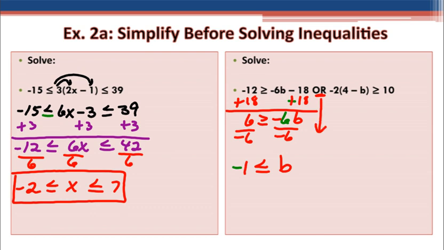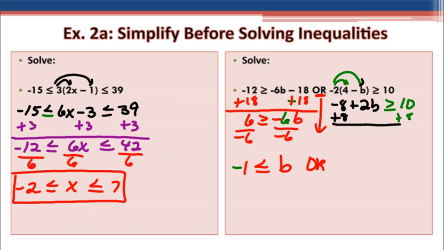Then bring down our keyword or. And we have distribution here. So that would give us -8 plus 2b is greater than or equal to 10. To get 2b by itself, I need to add 8 to both sides. And I'm left with 2b is greater than or equal to 18. And to get b by itself, divide by 2 on both sides. And I'm left with b is greater than or equal to 9.